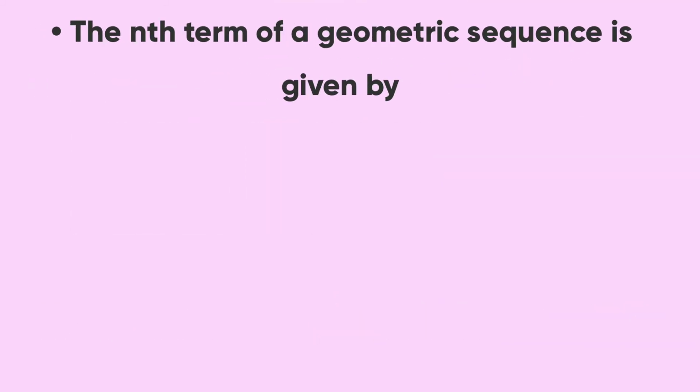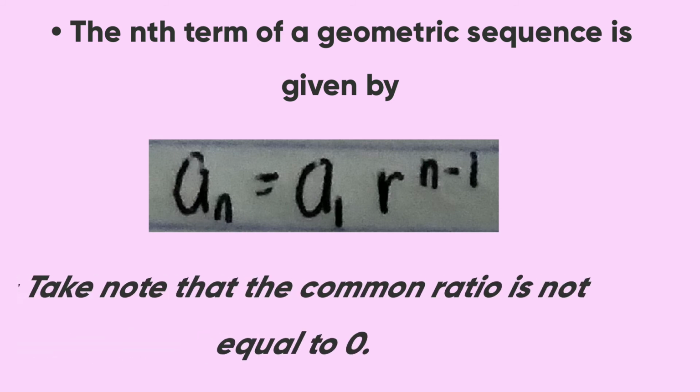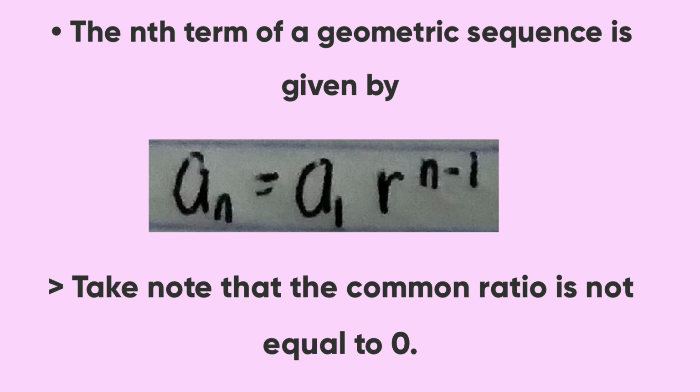The nth term of a geometric sequence is given by a sub n equals a sub 1 times r to the raised of n minus 1. Take note that the common ratio is not equal to 0.